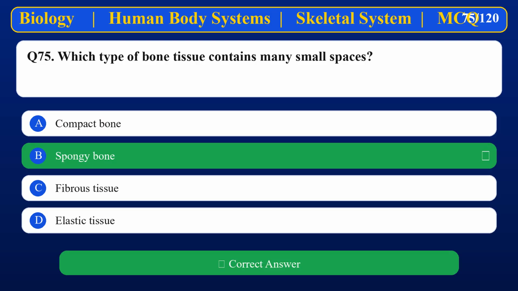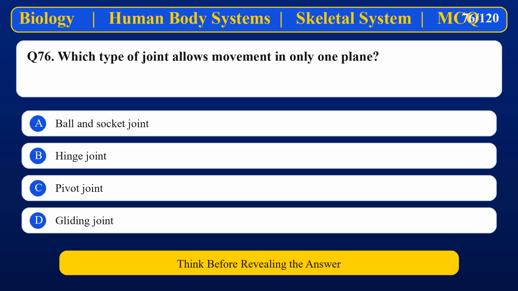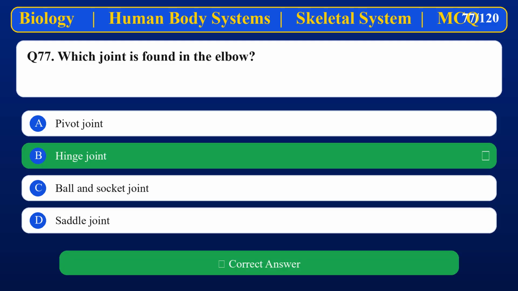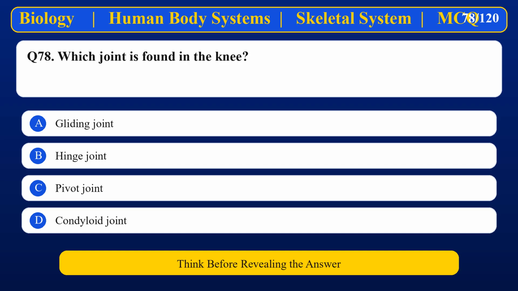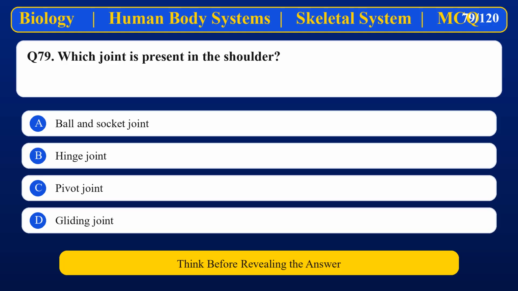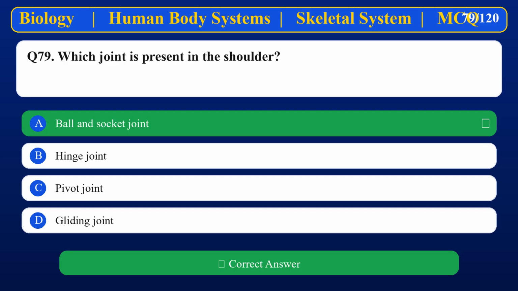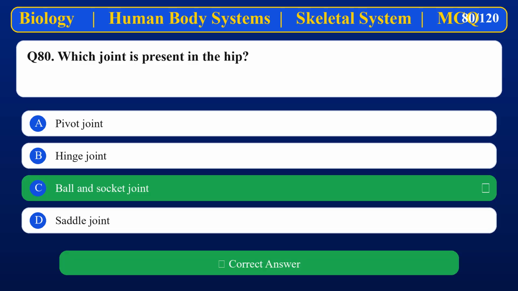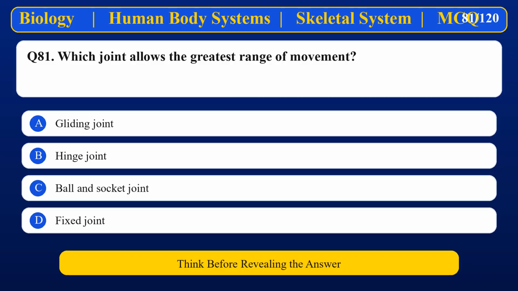Spongy bone. Which type of joint allows movement in only one plane? Hinge joint. Which joint is found in the elbow? Hinge joint. Which joint is found in the knee? Hinge joint. Which joint is present in the shoulder? Ball and socket joint. Which joint is present in the hip? Ball and socket joint. Which joint allows the greatest range of movement?